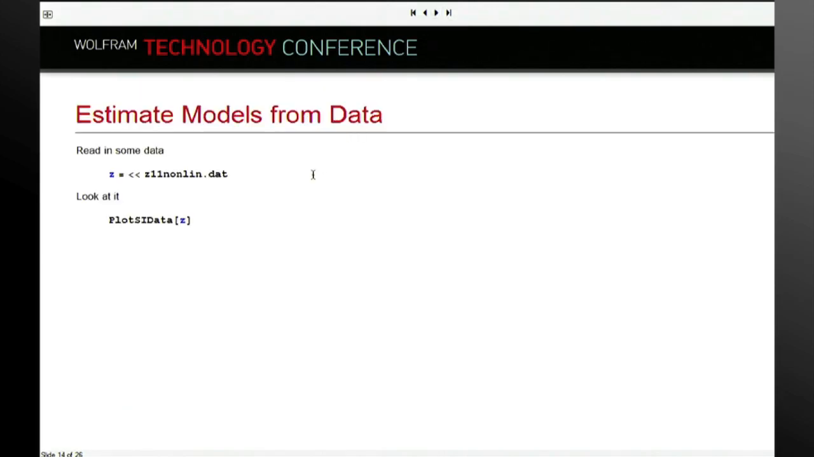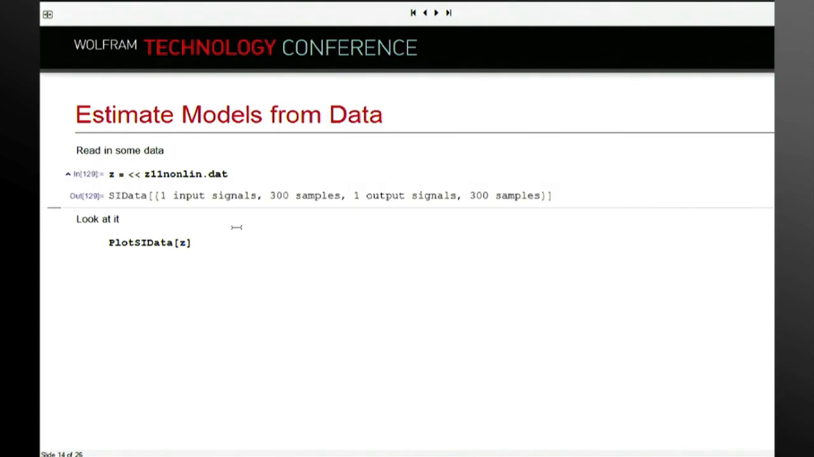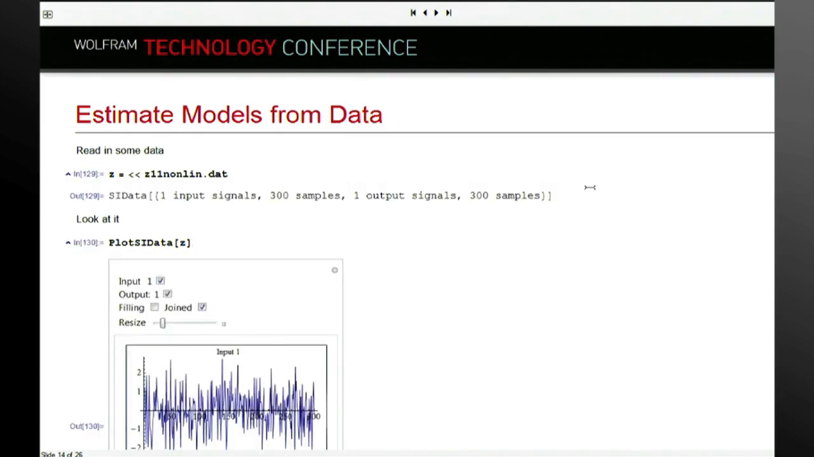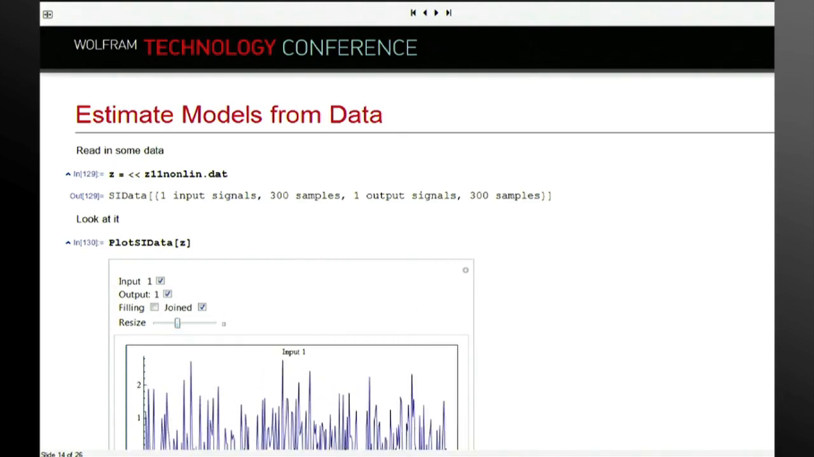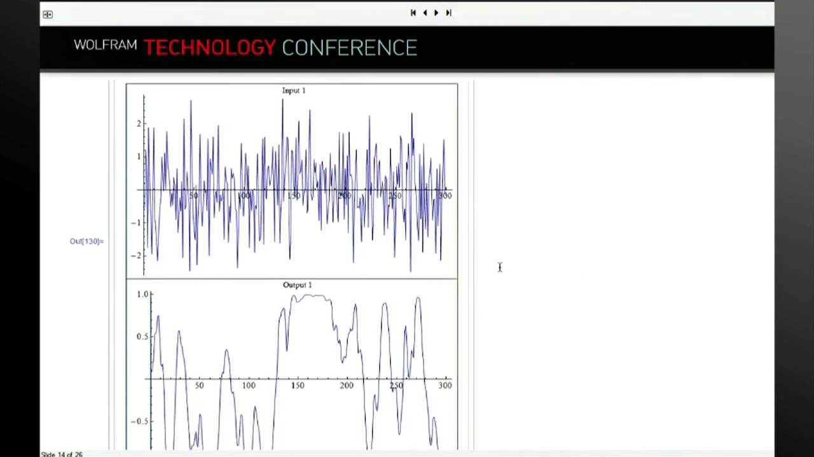Let's move over to estimating models from data. So I read in a test signal here, and we just look at it. They are computer generated now, so it's not very interesting to look at the data. But we have an input signal here, an output. What we see already here is that the system must have some low pass character, because the input has a lot of high frequencies, the output has low frequencies. We could also conclude that probably a lot of this is noise.